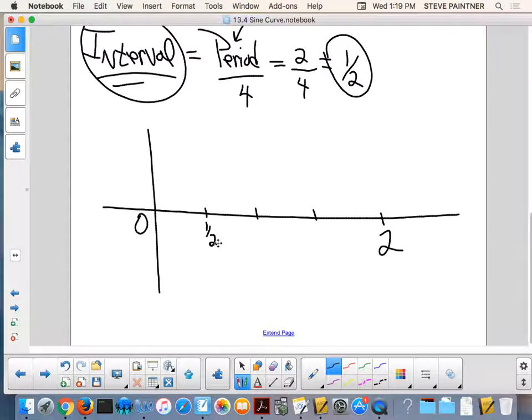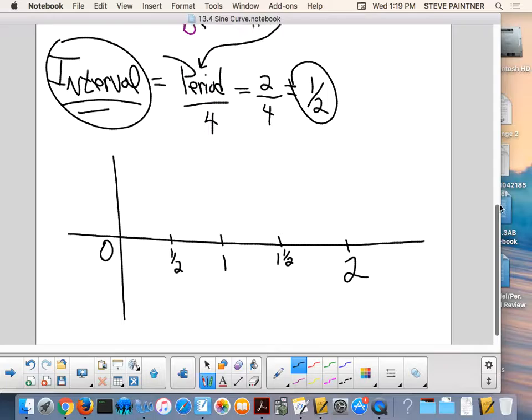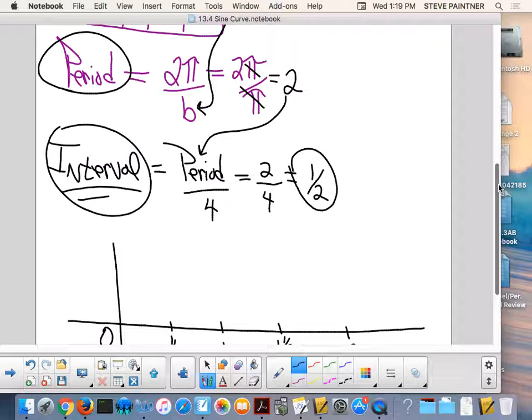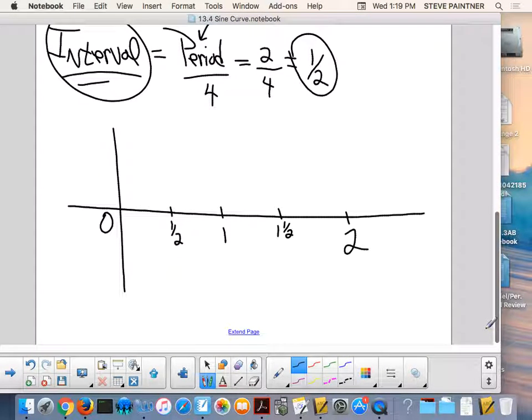Half. Then what? Pi. Well, no. It's not pi radians. It came out as half. Half a radian, 1 radian, 1.5 radians, 2 radians. There's no pi mentioned because pi canceled out. That's why the pi's are gone. So you just get 2 radians as a period, and you count by half radians to get to 2. Then you go graph it, and you don't have to make a table.